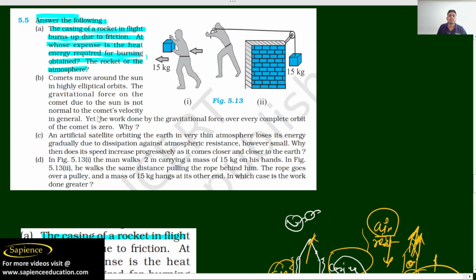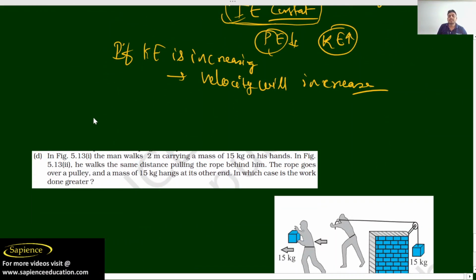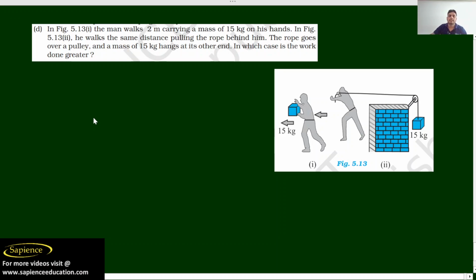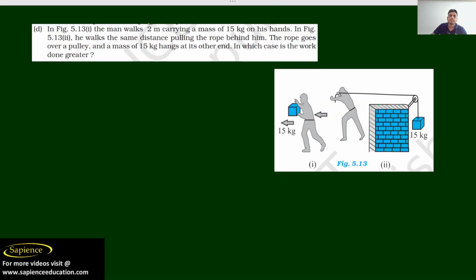Now it is the turn of question number 5.5d. So let us discuss 5.5d, what they want to say. A man walked 2 meter carrying a mass of 15 kg in his hand in figure 5.132. So this is what they are talking about. In figure 1 the man walks 2 meter carrying a mass of 15 kg in his hand. So the man is applying a force to lift the object in the upward direction.